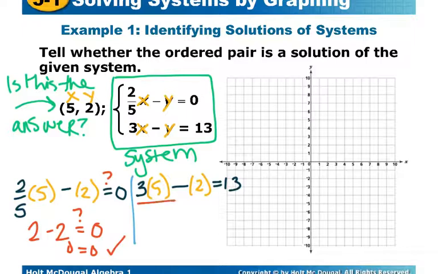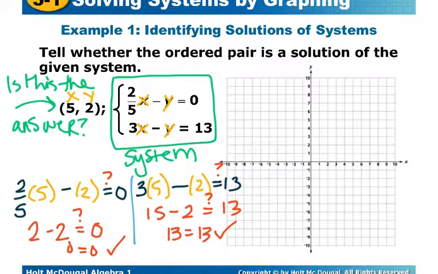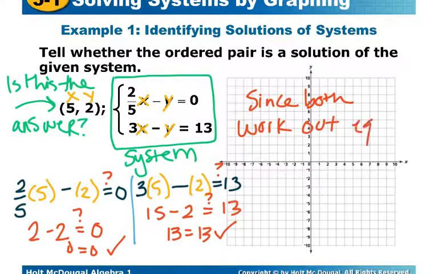This next one here, we're doing 3 times 5, so that's 15. And then we want to solve 15 minus 2, is that 13? And it is. And so that one also works. So since both work out equally, (5, 2) is the solution.